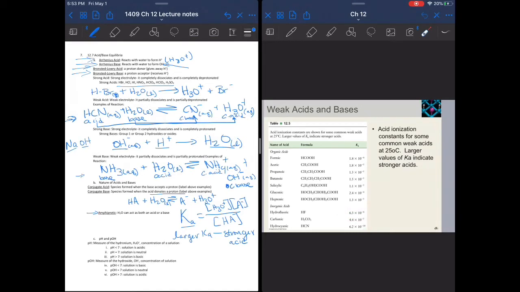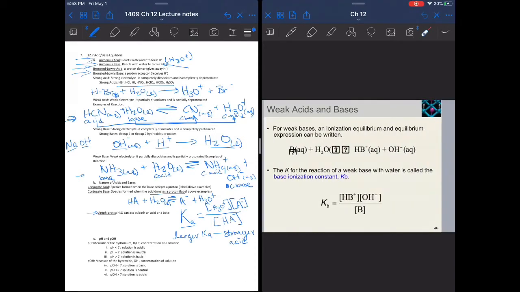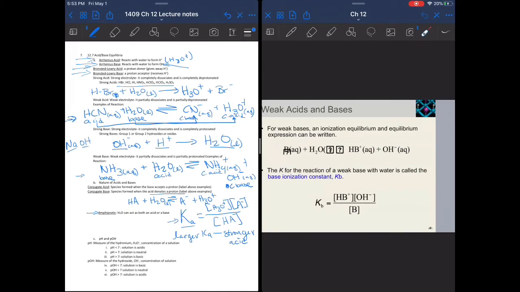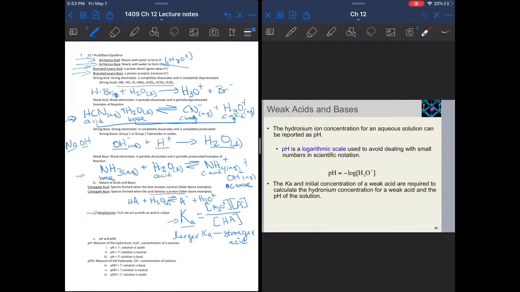You can also do the same thing for bases and get Kb. You can do HB+ times OH- over B, and that's going to give you the base ionization constant, Kb. You most frequently deal with Ka. There are ways to get Kb from Ka, so most tabulated data is going to give you the acid dissociation constant. Before we jump into solving problems with Ka, I want to make sure that we understand pH.